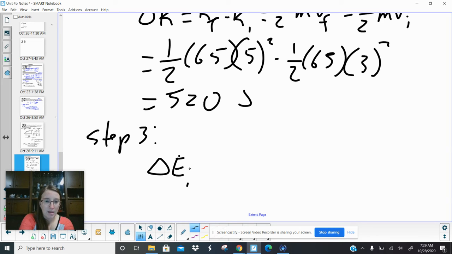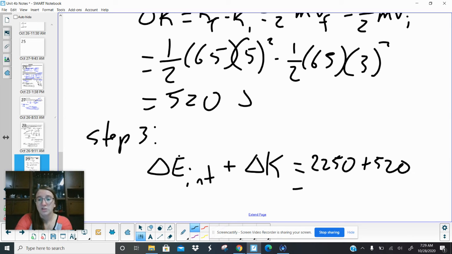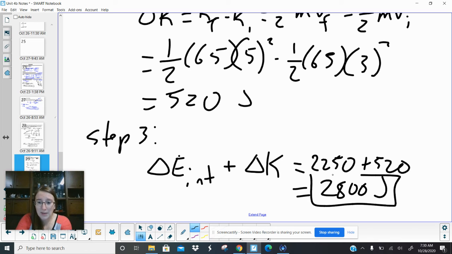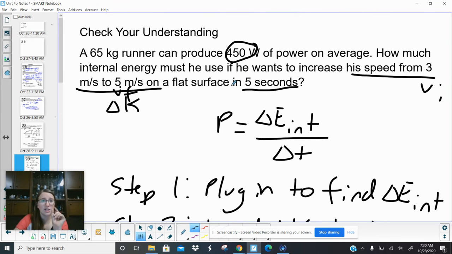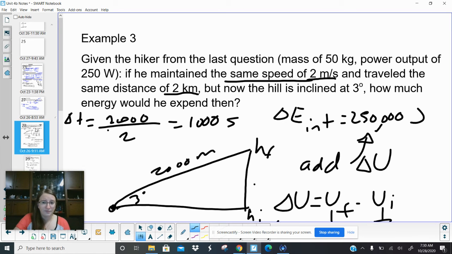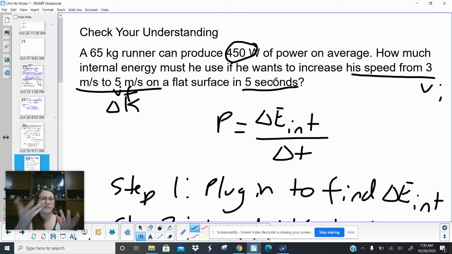So we are adding the internal energy, if we didn't have to do anything, if it was just a flat surface and we're not increasing our speed, plus now we're trying to increase our speed. So we have 2,250 plus 520. So yes, this is a much smaller answer than before. What is this, 2,800, I think? Yeah. But keep in mind, our time was only 5 seconds, and we're just increasing our speed a little bit here. Versus we increased our height here by 104 meters, and we were going for 1,000 seconds. So that's a lot more energy you're going to have to use in this case, rather than still on a flat surface and only going for 5 seconds.